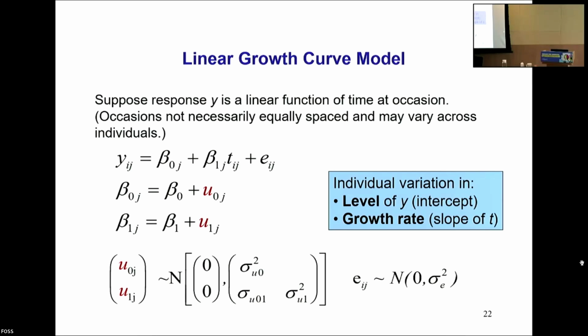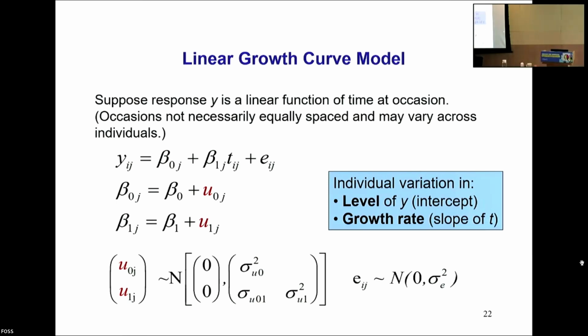But the key here for the fixed part of the equation is the beta 1J. Before, for the random intercepts model, it was just beta 1 times Xij. But now we've got a J subscript for beta 1, which is telling us that this beta 1 is not fixed. It varies according to U1J. So this beta 1J is actually beta 1, which is the overall slope for everybody, plus the group level departures from that overall slope.